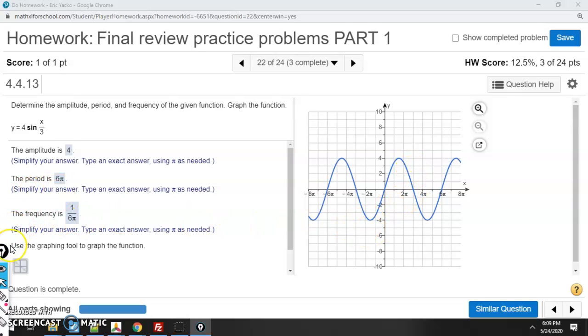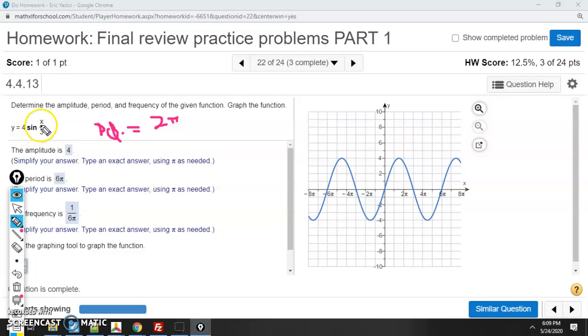The period is equal to 6 pi here. Now, how did I get that? Well, remember, in every sine function, the period is equal to 2 pi over the absolute value of b. Well, b here is equal to a third, because it's x over 3, which is the same thing as a third x. So it's 2 pi over a third, which if you multiply by the reciprocal, you flip over a third, you're really multiplying by 3. So that's how you get 6 pi for the period. If you notice on the graph here, it repeats itself right here.